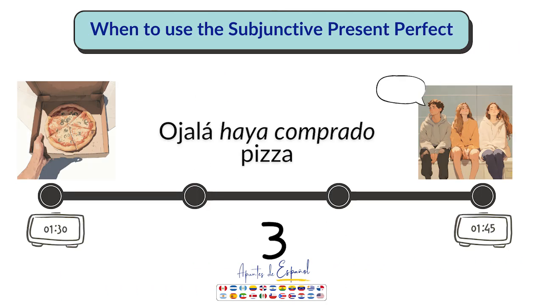Take a look at the next example. We have a group of students who feel hungry and they are thinking something like, ojalá haya comprado pizza. I wish that he has bought pizza. We don't know the outcome. We don't know if it's real or not. I hope he has bought the pizza, but in that moment, they can only wish for the best, okay? They can only say, ojalá haya comprado.